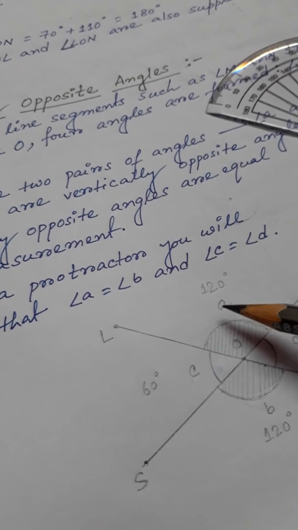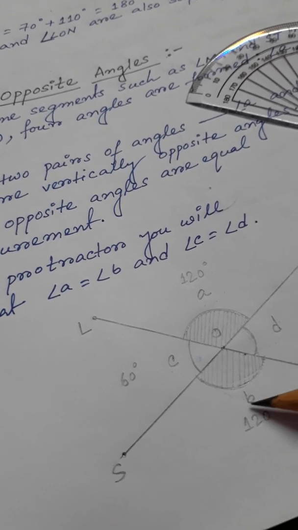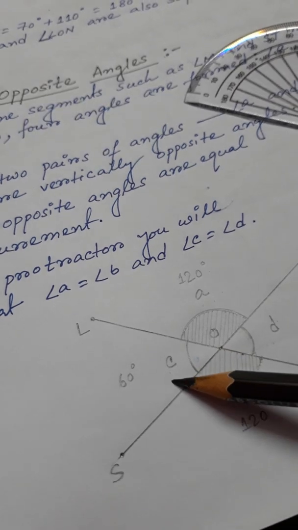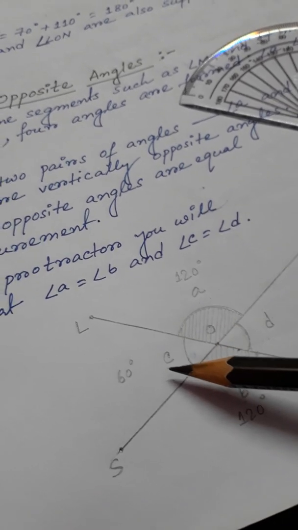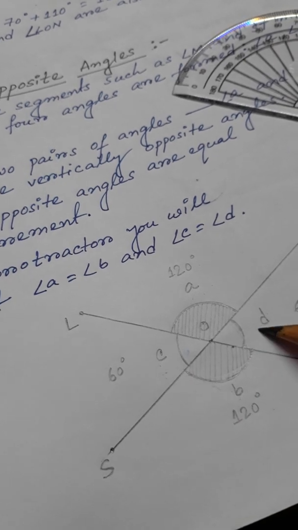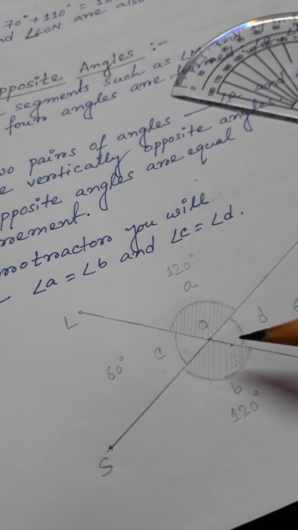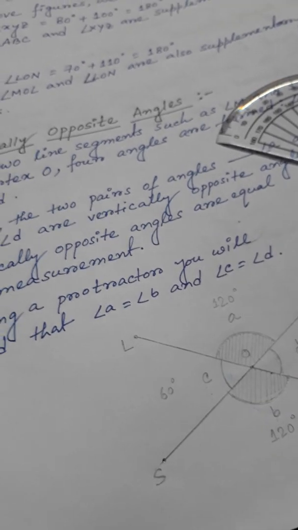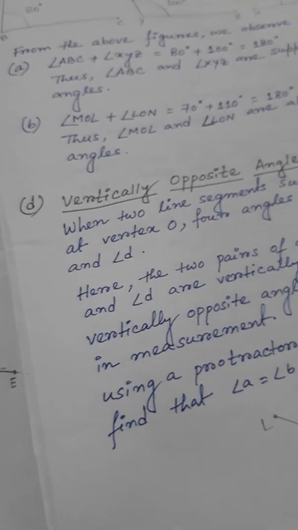I got angle A equals 120 degrees, and the same measurement here, angle B equals 120 degrees. But when I measure C and D, I got 60 degrees. So angle C and angle D are both 60 degrees. From this measurement we can find that vertically opposite angles are equal in measurement. Okay, let's see the other things.